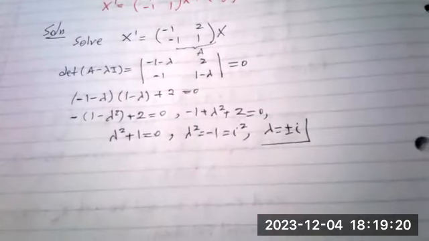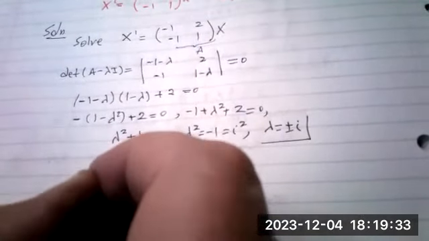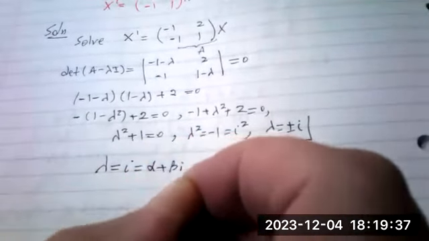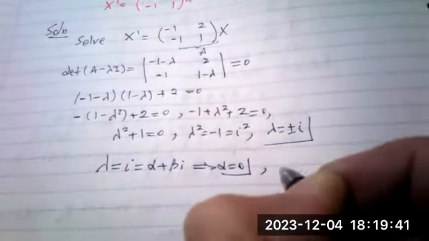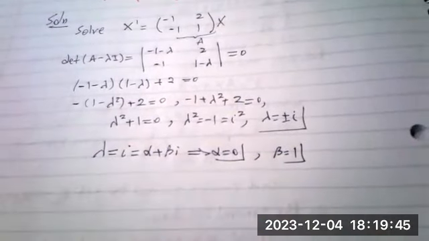Okay, so the eigenvalues are complex, we know that. If it's complex, we just pick one of them, the positive one, and we use those formulas that we created. Okay, so I go with lambda equal to i. This is going to be our alpha plus beta i. So alpha would be 0, and beta would be 1, with those formulas that we have.